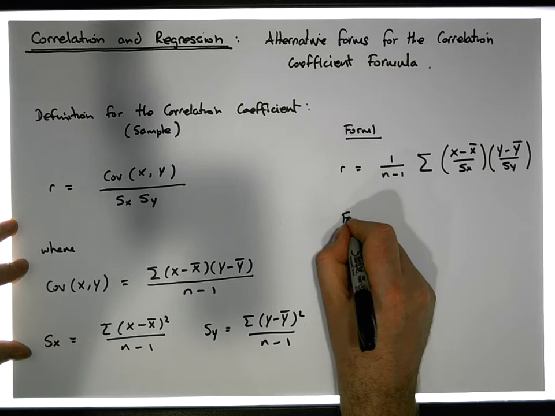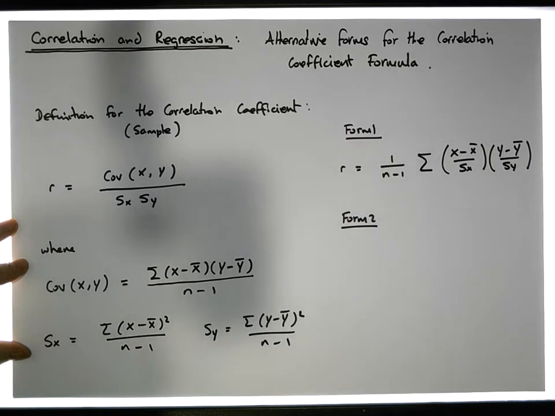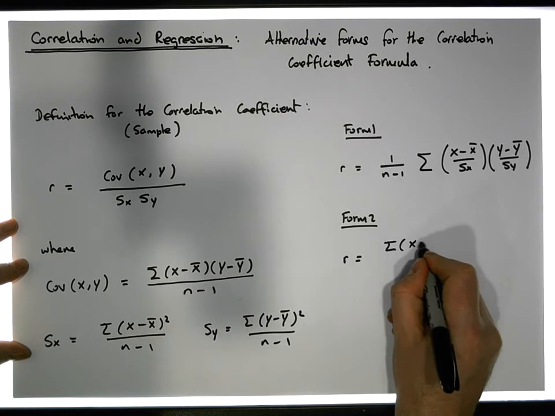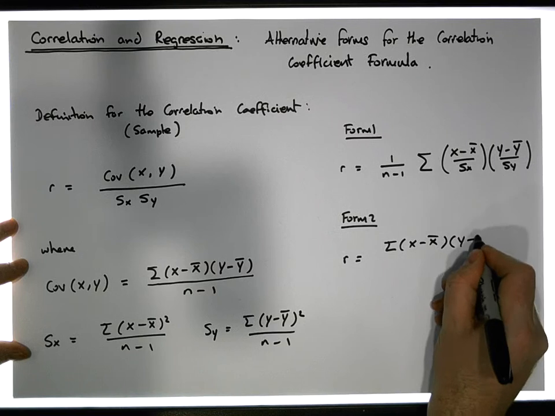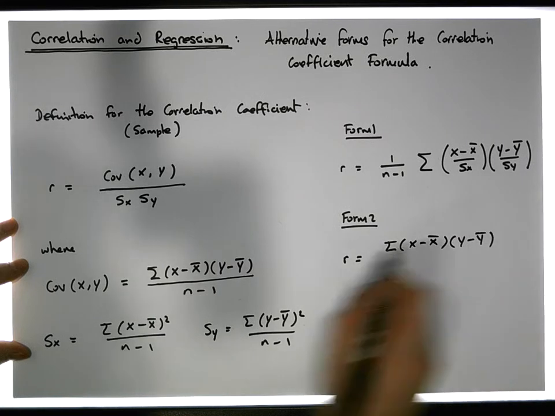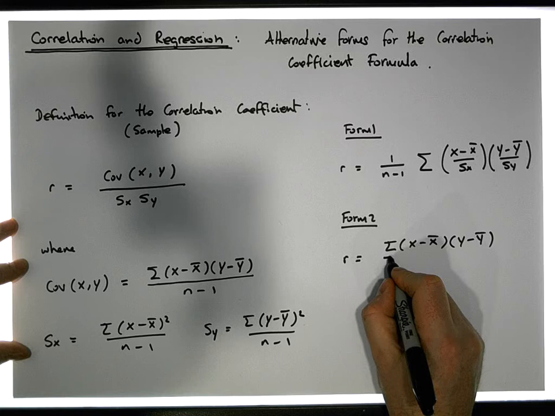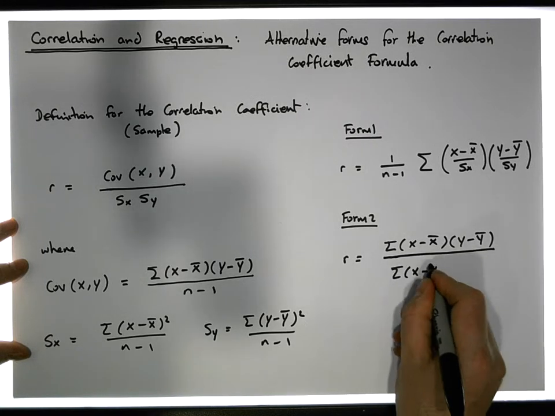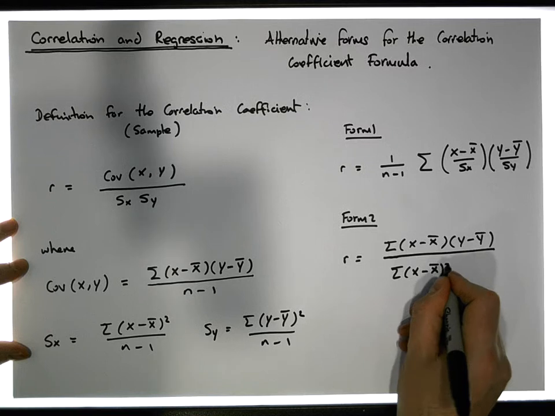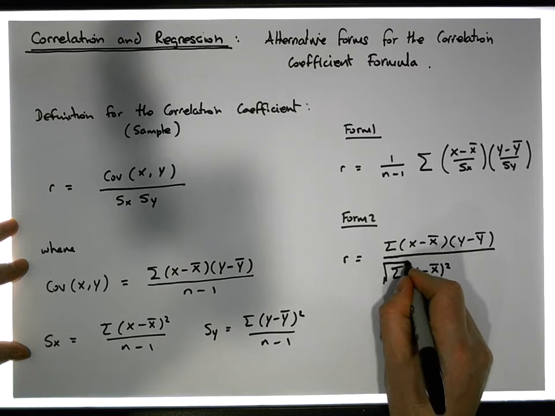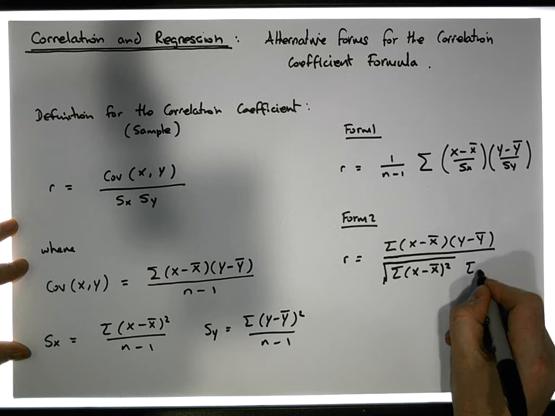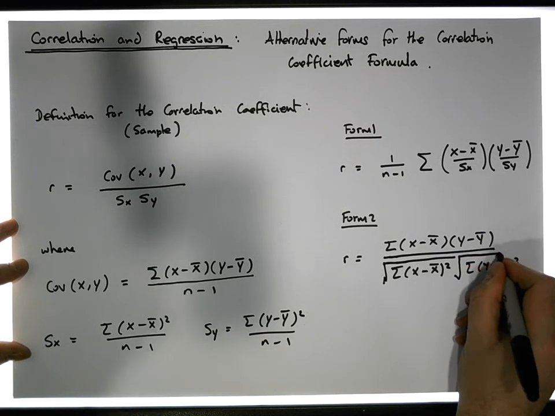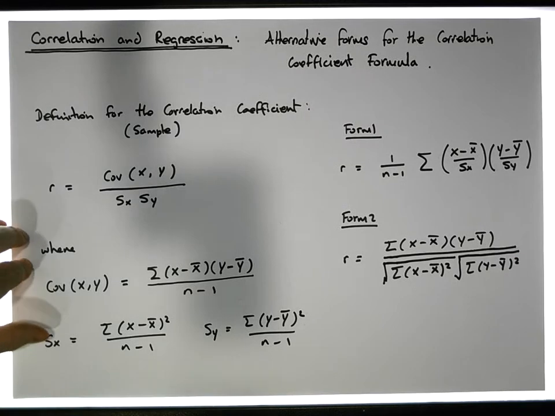Now let's say we have form 2 of the formula. It looks something like this: r is equal to the sum of the x's minus the x bars times the y's minus the y bar, so it's the numerator from the covariance, divided by the square root of the sum of (x minus x bar) squared, times the square root of the sum of (y minus y bar) squared. So that's another form of the formula.